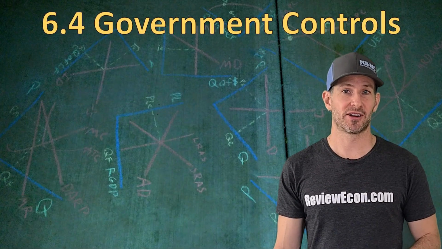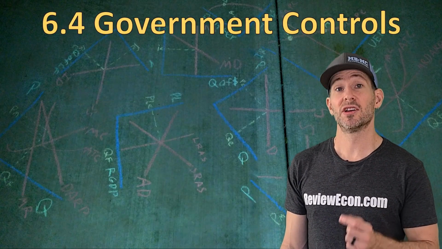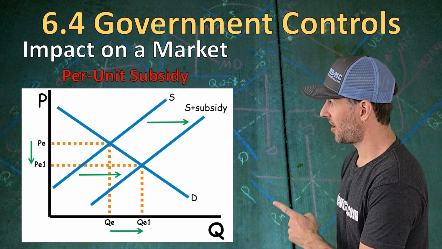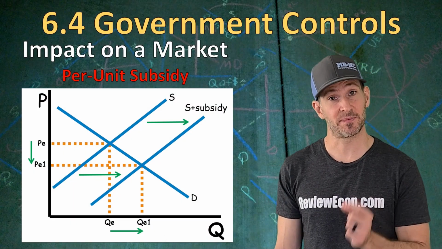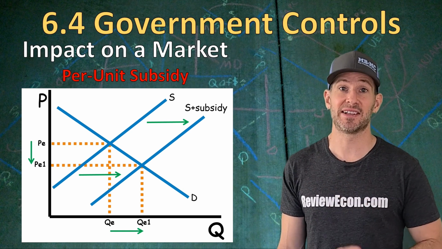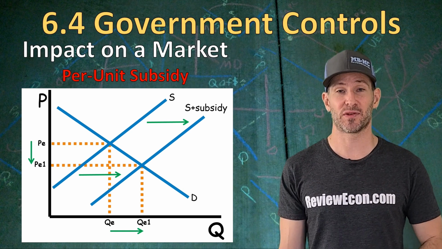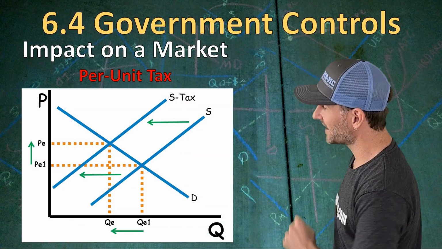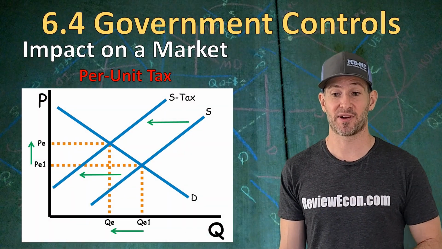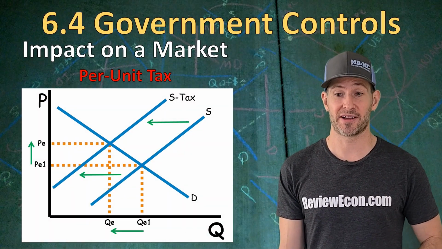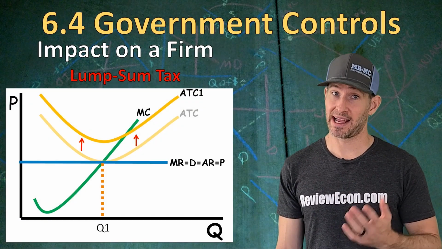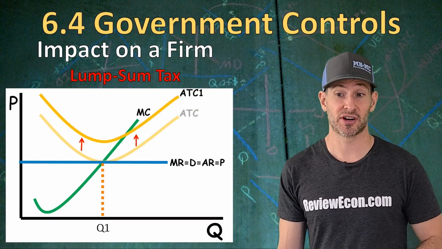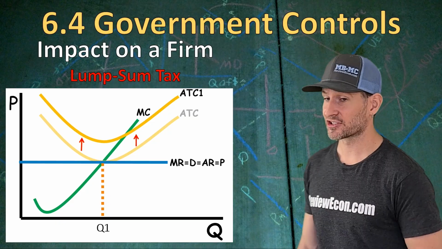The next topic we're going to look at is the impact of government controls. You've already learned most of this in previous units. Here's the impact of a subsidy on a market. It shifts the supply curve to the right, driving down the price and increasing the equilibrium quantity. A per unit tax, on the other hand, shifts that supply curve to the left, increasing the price and decreasing the quantity of output. If the government imposes a lump sum tax, that's a flat amount of tax for being a producer, that will shift the average total cost curve upward.